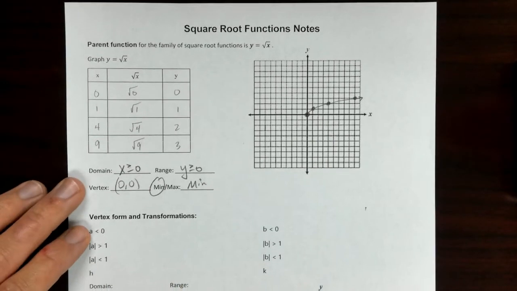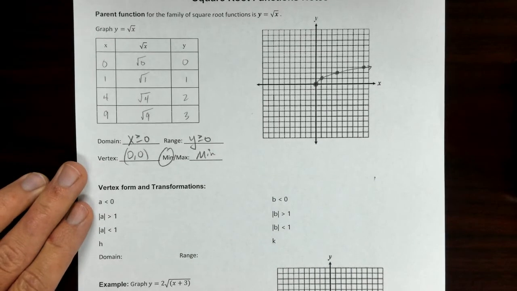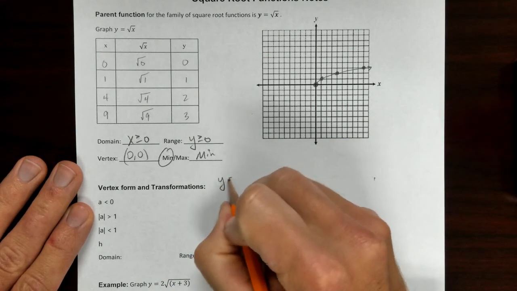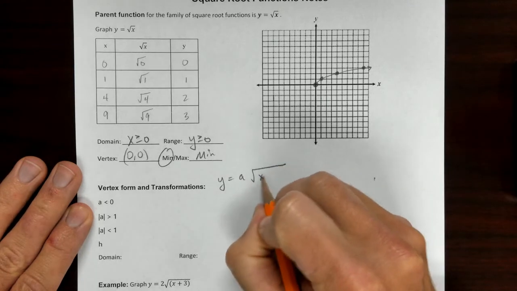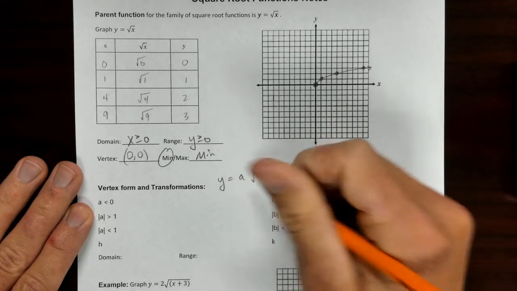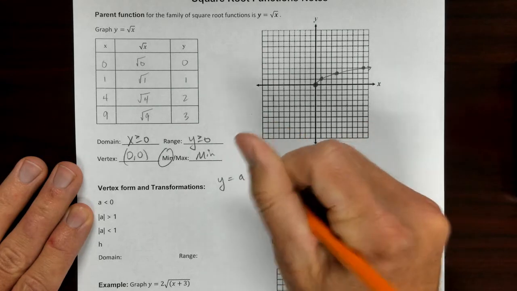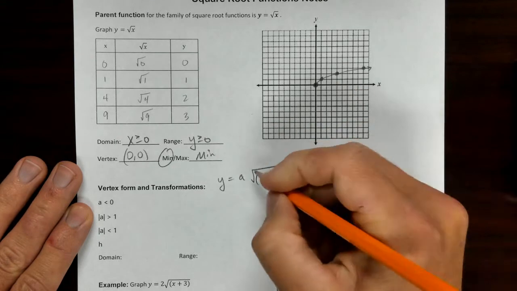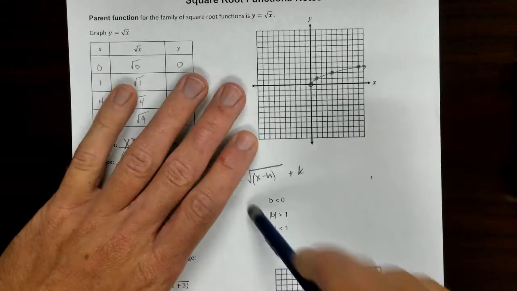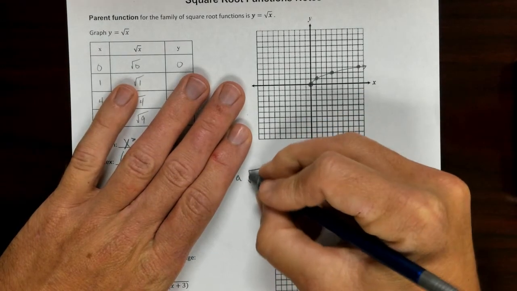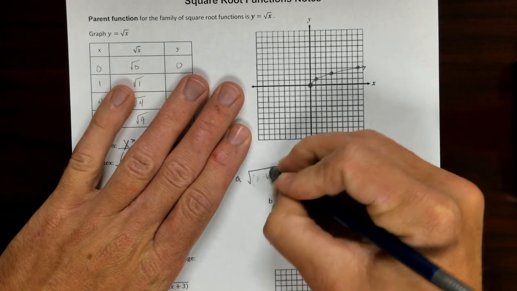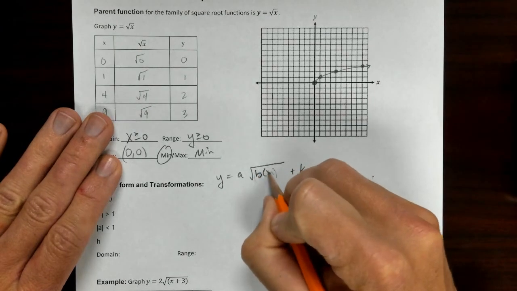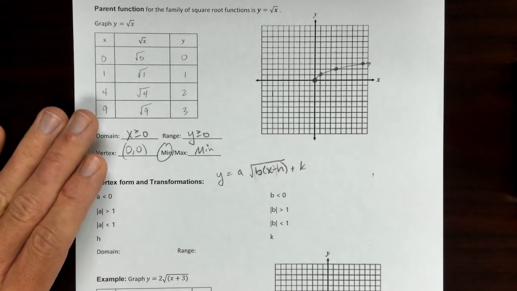Now let's talk about some transformations to the graph. So let's look at our square root function. I've got y equals a times the square root of x minus h, plus k. Okay, now let me erase this. I could say inside of my parentheses, if I have a number inside, we're going to call that b. So b times x minus h, plus k.